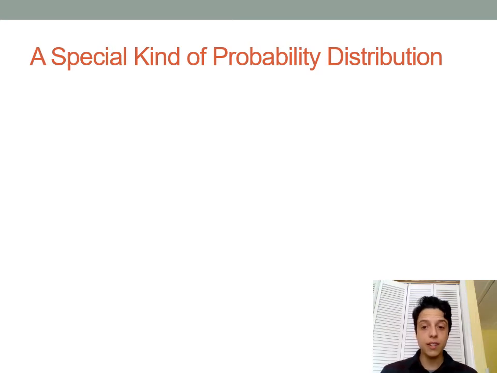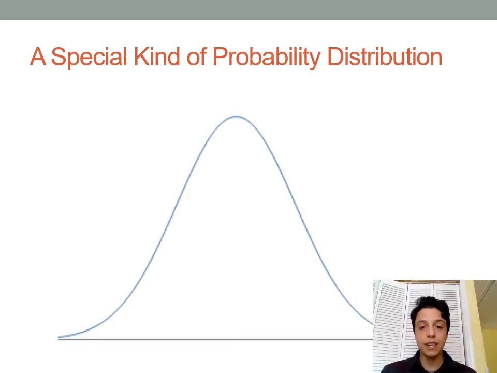All right, so the real reason I just showed you how to graph a probability distribution is that the kind of probability distribution we're going to be meeting today is one that is generally described in the form of a graph. And specifically, it's a graph that looks like this.